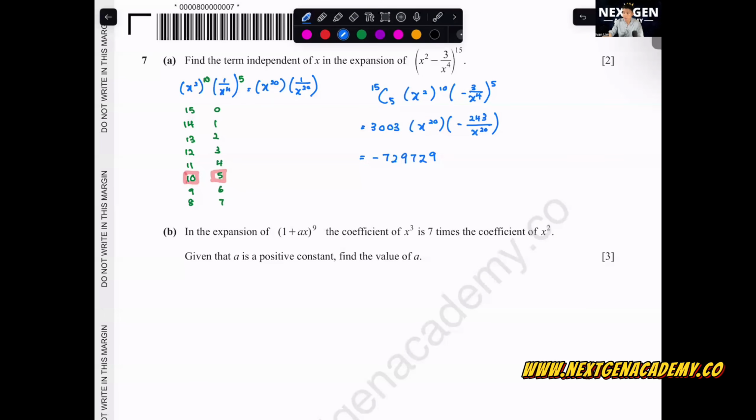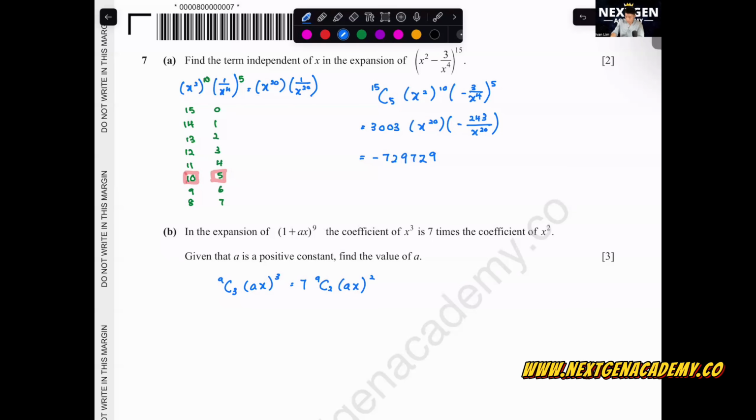Okay, question B. In the expansion of (1 + ax)^9, the coefficient of x cubed is 7 times the coefficient of x squared. Given that a is a positive constant, find the value of a. Okay, so we just need to write down the equation. x cubed: 9C3 (ax)^3, since it's 1, we don't have to write the 1, is equal to 7 times 9C2 (ax)^2.